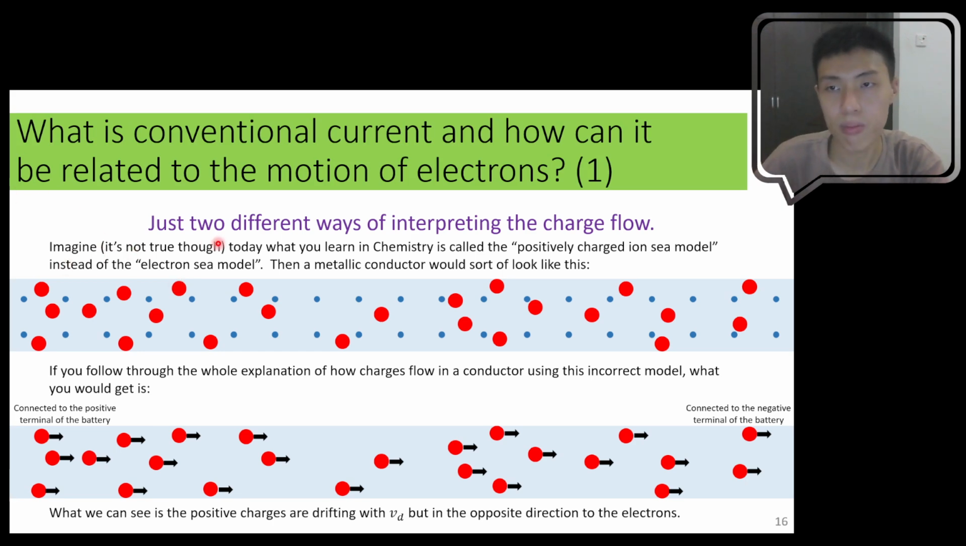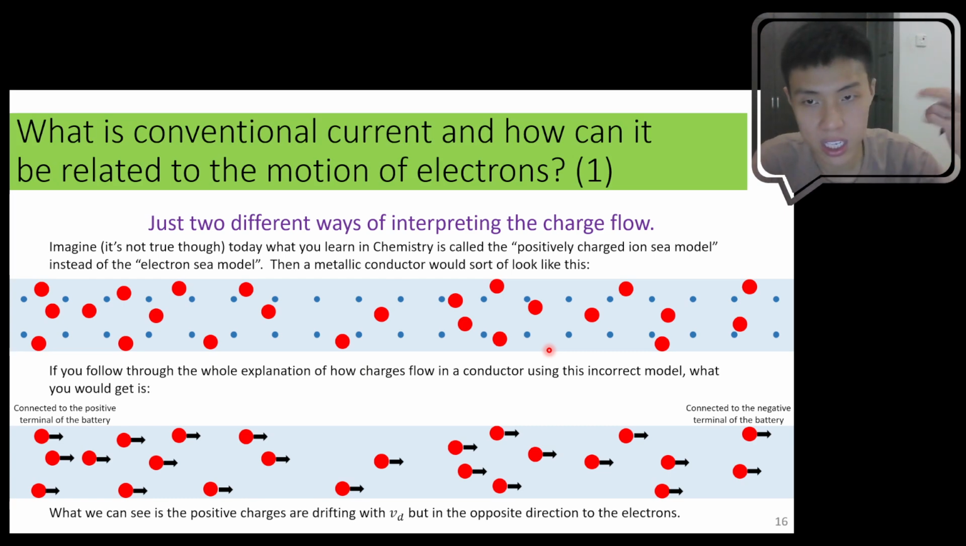Okay, imagine, but this is not true. Imagine today what you learn in chemistry is called a positively charged ion sea model. So let's say today chemistry is just different. What is fixed is the electron. The electron cannot move. Then what happens is right now there'll be positive ion, delocalized positive ion. Let's say the chemistry in this world is different. It's a positive that is delocalized, they are able to freely move.